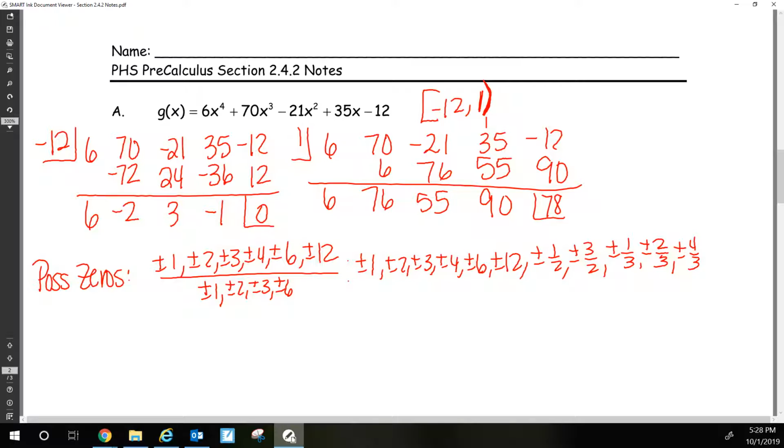6 divided by 3 is 2. We've got that. 12 divided by 3 is 4. Got that. Whew. Finally, 6s. We've got 1 divided by 6.